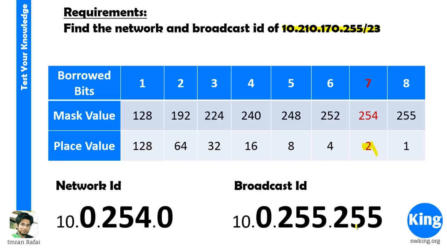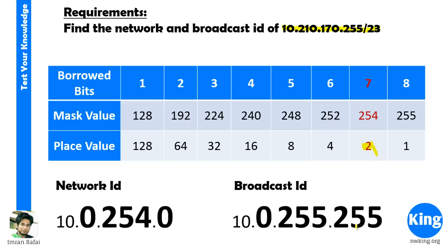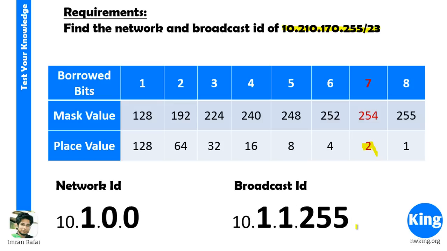10.0.254.0. The next network ID, when you add 2 to it, becomes 256. That's not valid, so it is 10.1.0.0. Remember, from 254.0, if you add 2, it resets and becomes 1.0. Exactly like 13 hours 59 minutes 59 seconds plus 1 is 14 hours 0000. A similar concept happens here.